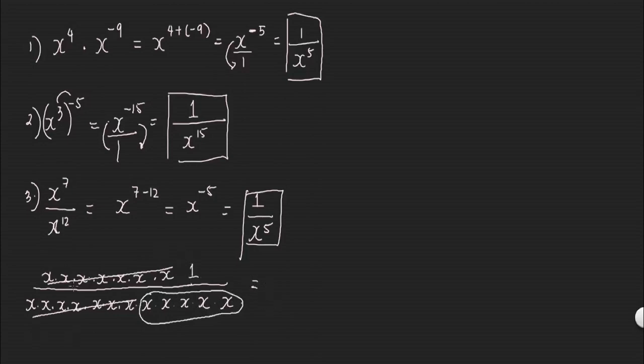Siyempre, when you divide x raised to 7 by x raised to 7, that is 1. So, we have 1 over x raised to 5. Kasi 5 nga yung natirang x sa ilalim ng tulay. Okay, so let's proceed with the example. Next example.